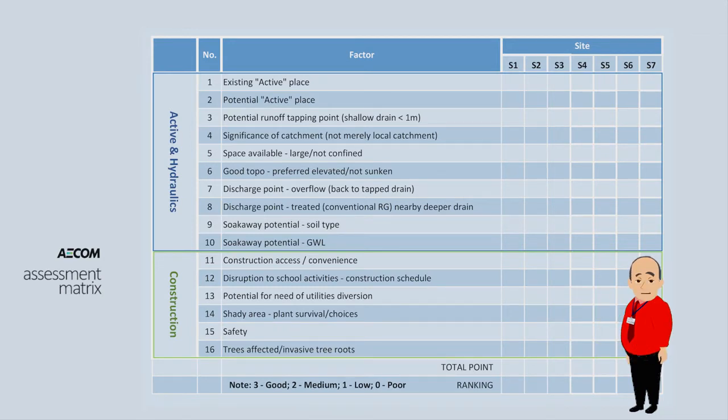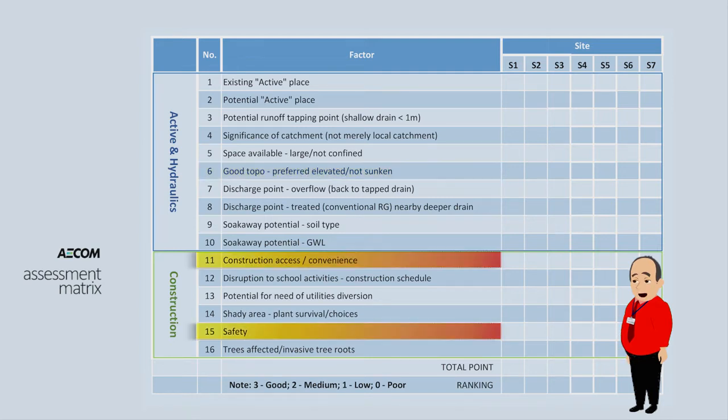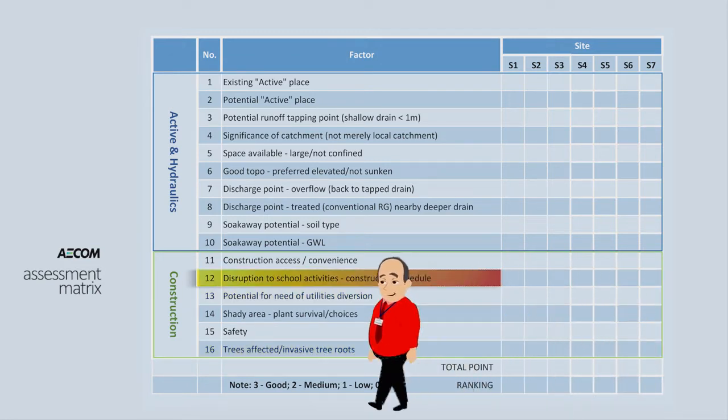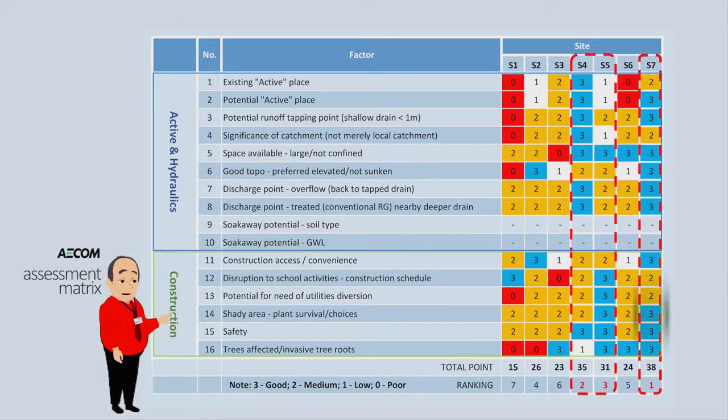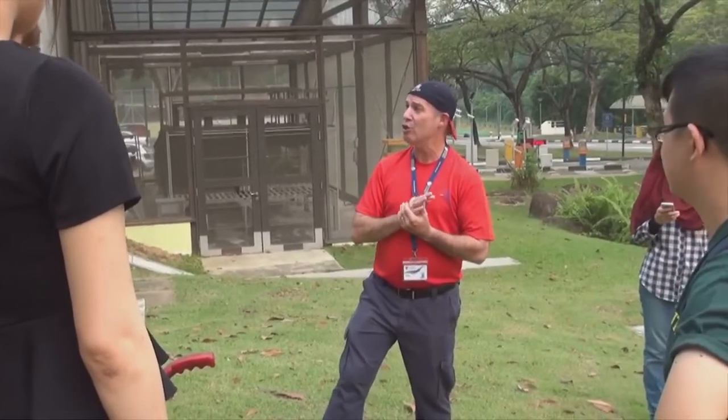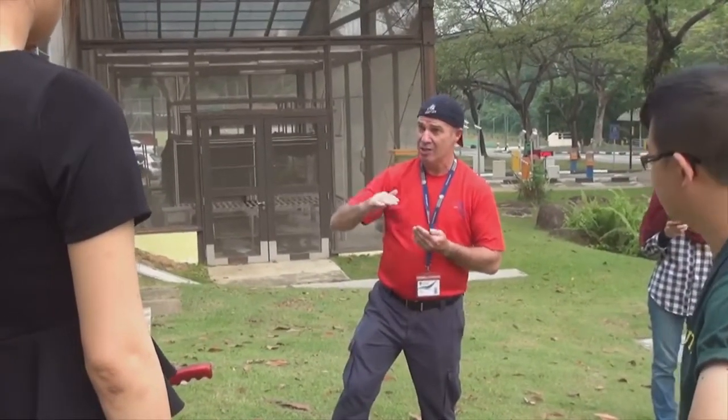Included in this scoring framework was an assessment of the soil percolation potential, catchment area, catchment slope characteristics, visibility to the public, presence of utilities that might require diversion, and potential for interrupting school schedules. Site 7, an open grassed area between the art gallery and the playhouse, ultimately scored the highest and became the selected site.